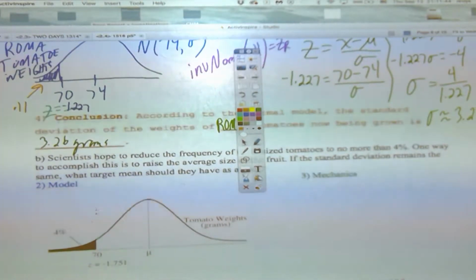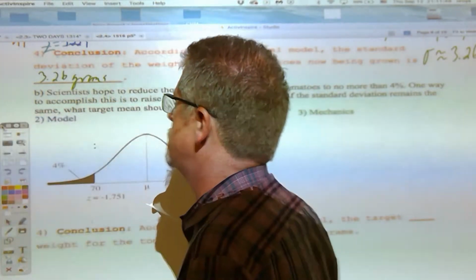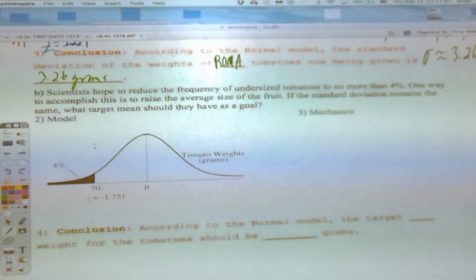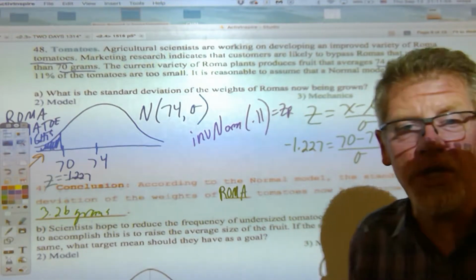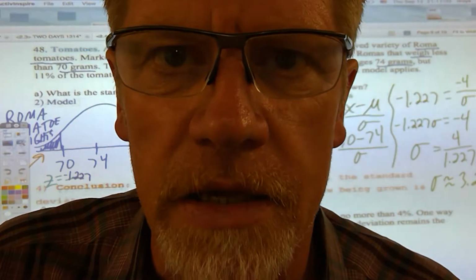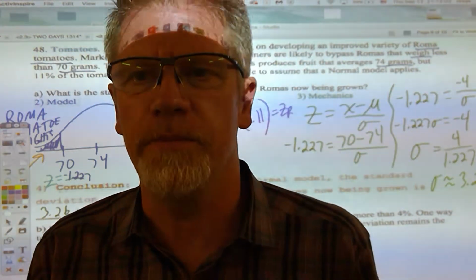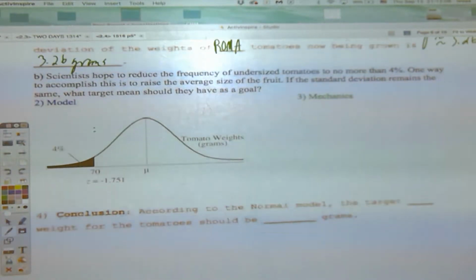Moving on, part B. This time we're going to have the new experience of using the mechanics formula for Z. Instead of solving for sigma, this time we're going to solve for mu. We've never solved for mu before, but today's the day. Today's the first day we solve for mu in the Z-score formula.